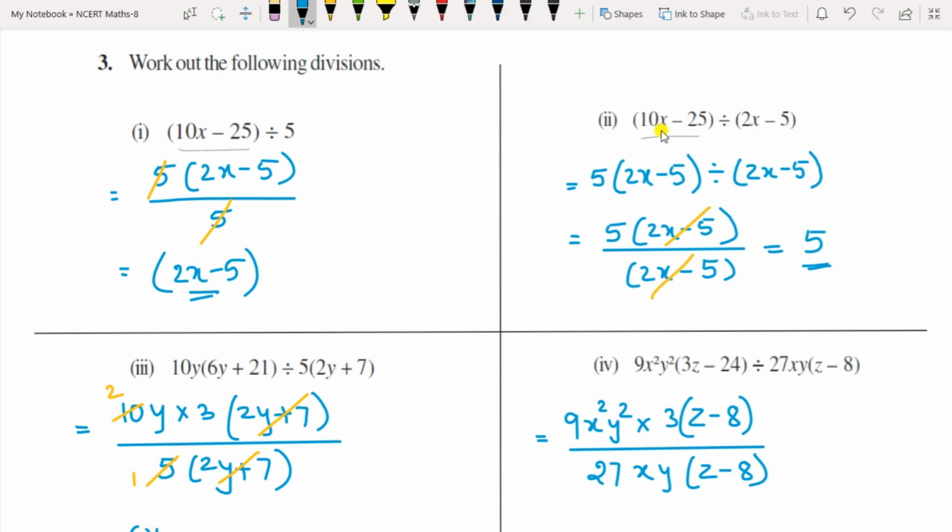In this one, same question, but instead of 5 it is here 2x minus 5. The same thing: you have to take 5 common from these two terms, and while writing the division the bracket gets cancelled and your answer is 5.